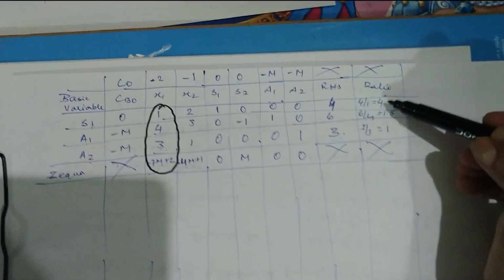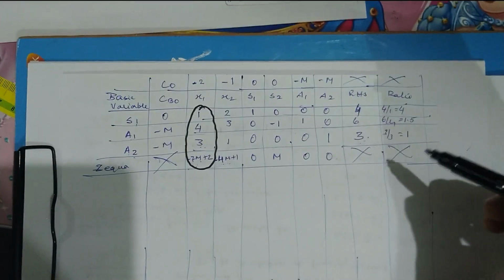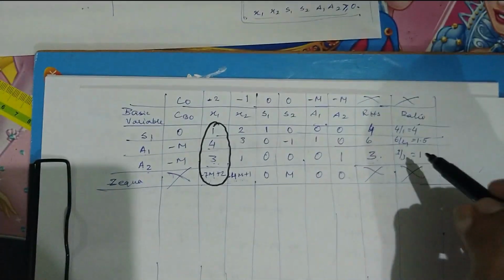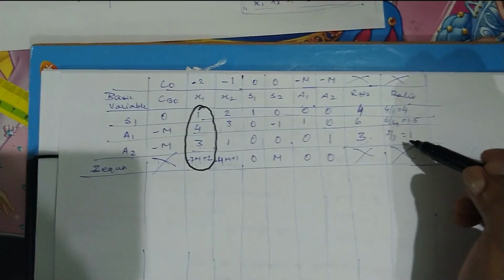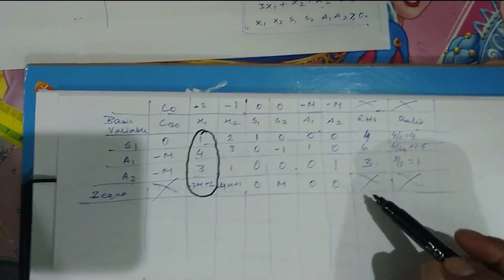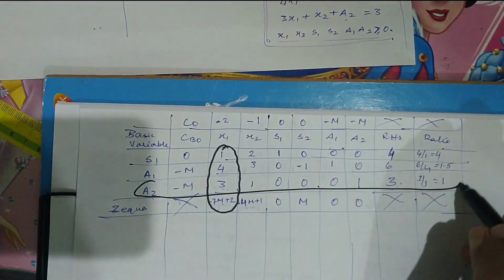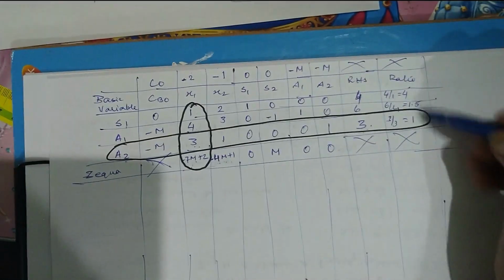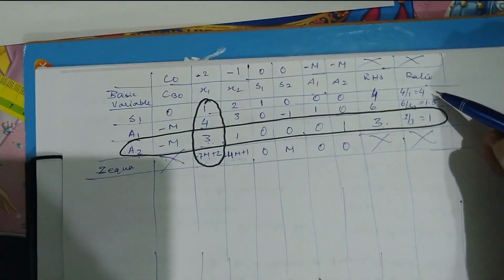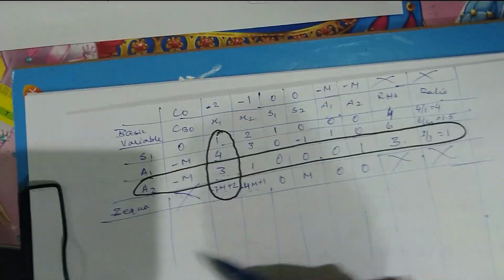Amongst the ratio values, we are supposed to select the positive values only. Since we have all the values 4, 1.5, 1, they're all positive values, we are now supposed to select a leaving row wherein the ratio is the least possible. So among 4, 1.5 and 1, 1 is the least possible value. Whenever we have negative values in the ratio column, we do not consider those. We consider only the positive values, and the least among those positive values is considered as the leaving row.